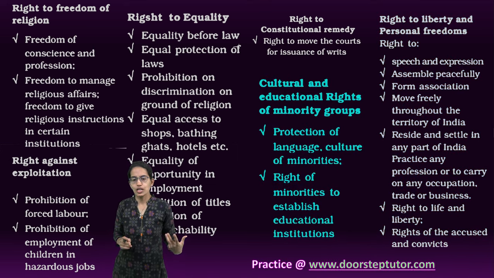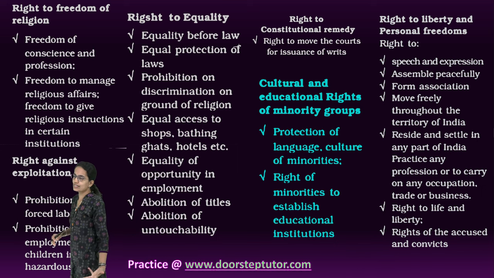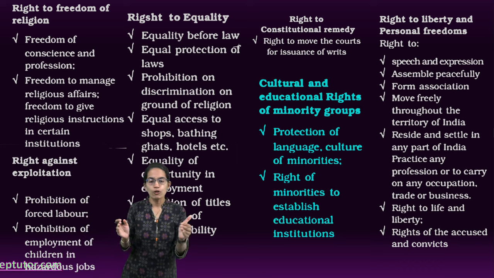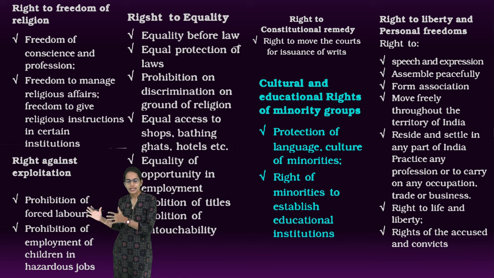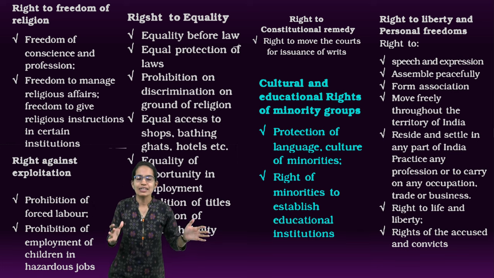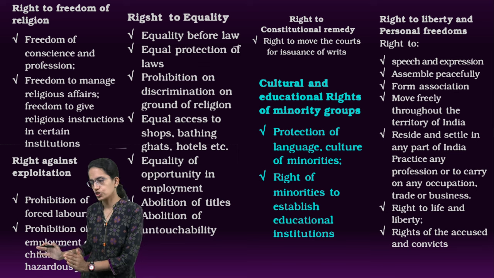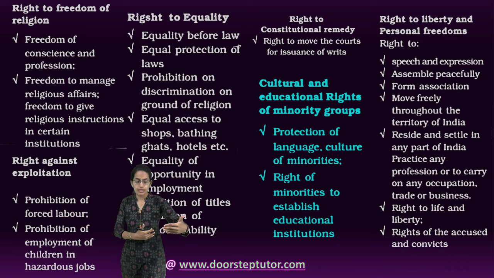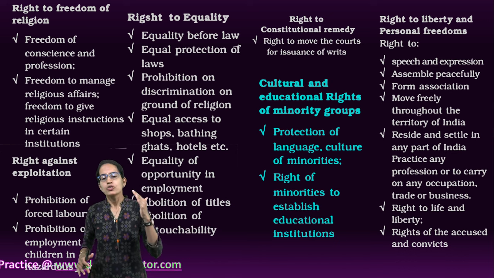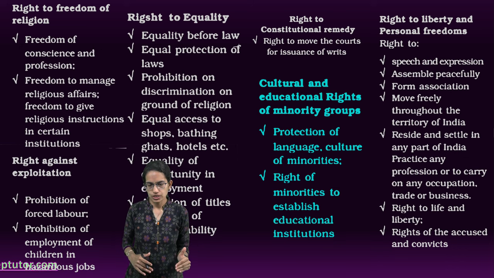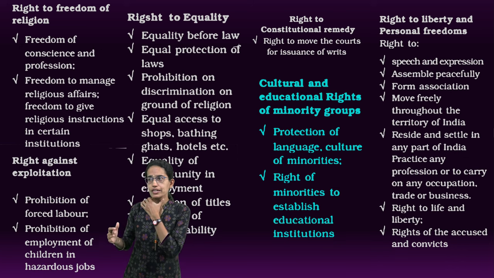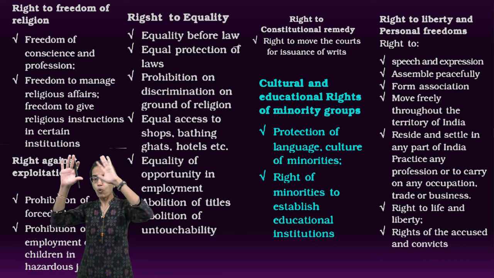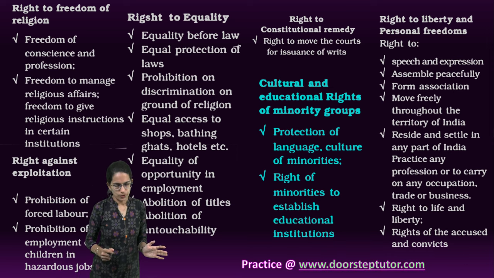The next is cultural and educational rights. Now the idea here is minority groups, Jains, Buddhists, Muslims, Parsis, all of them have the right to protect their language, protect their culture, and create and establish their own educational institutions where they can impart knowledge and their culture could be preserved, right? So that's what is the cultural and the educational rights of the minority. And that's where in certain segments of the society, they might be a majority, but in the whole population of India, they appear to be a minority, right?